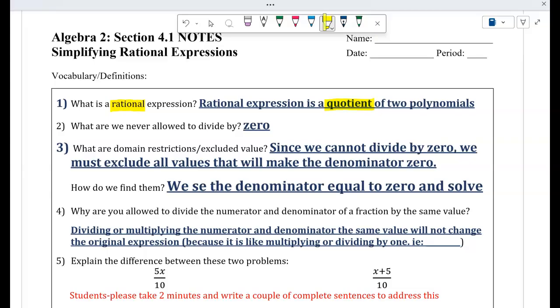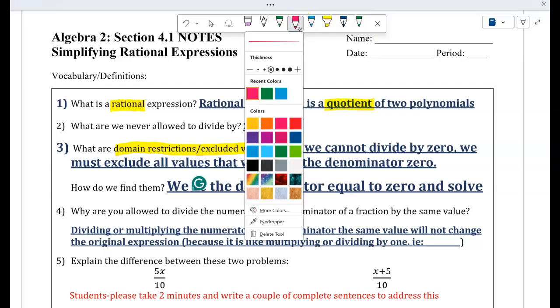What are we never allowed to divide by? We can never ever divide by 0. What are domain restrictions? So again, domain restrictions, sometimes we also use the term excluded values. Since we cannot divide by 0, we must exclude all values that will make the denominator 0. How do we find them? Ooh, I'm missing a letter here, guys. So how do we find them?